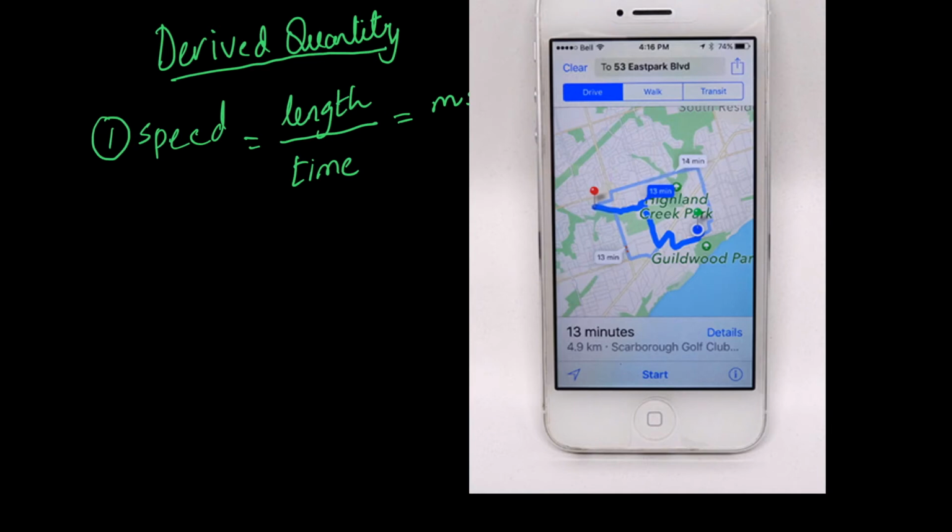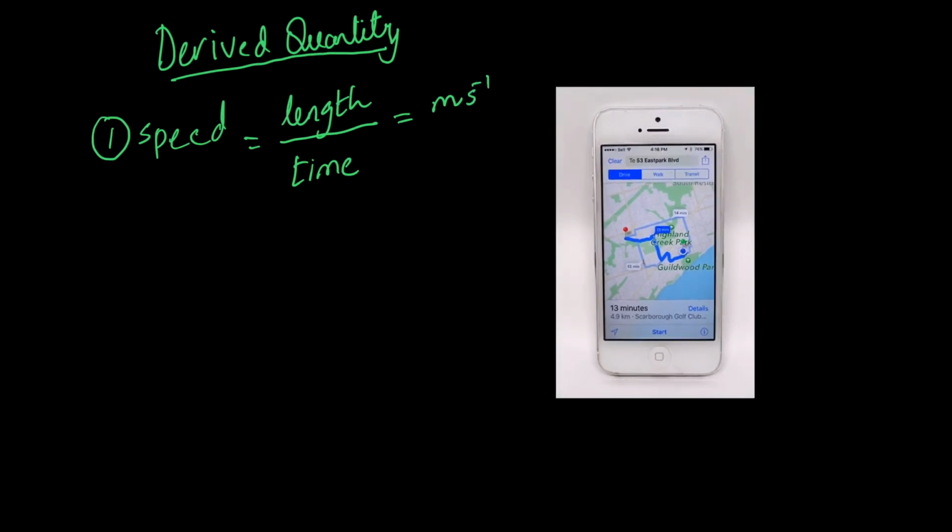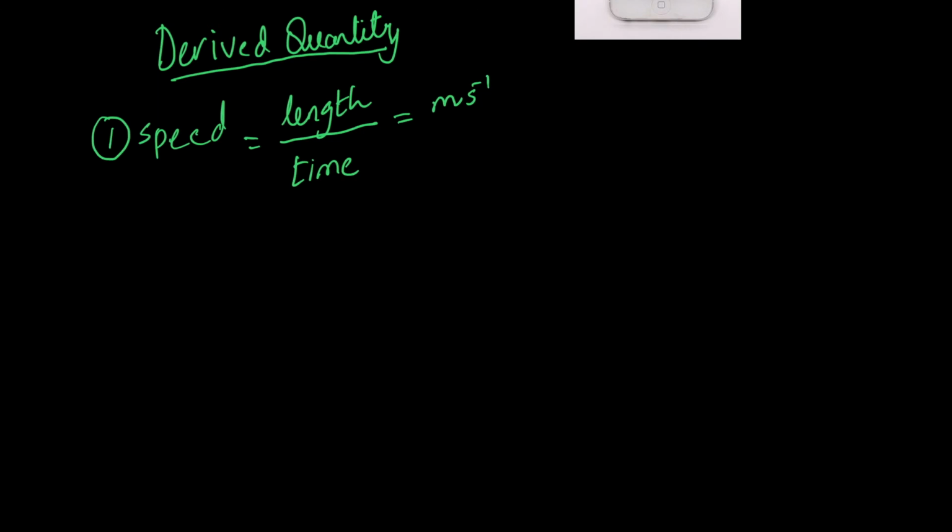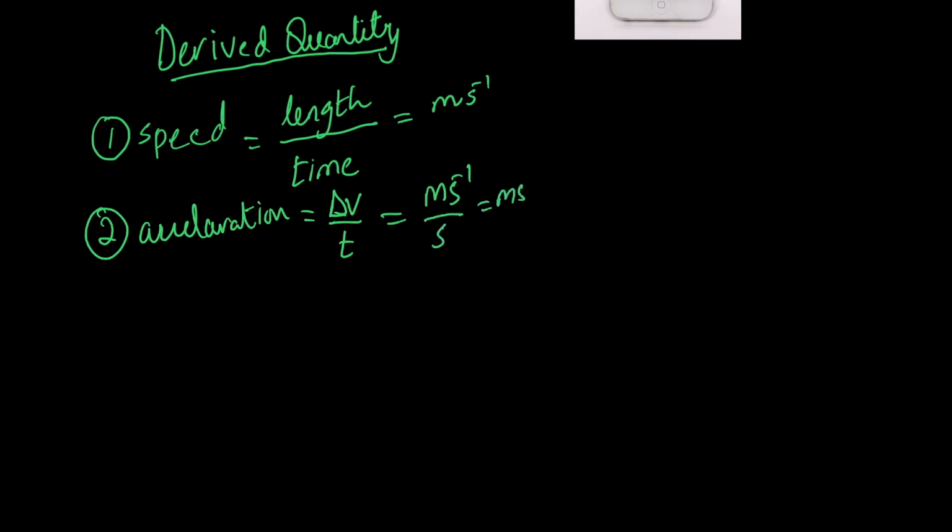Alright, carrying on. So the second quantity that I want to talk to you about is acceleration. Now acceleration again is defined as change in velocity over time. Velocity का symbol होता है v. So change in velocity का यूनिट होगा ms minus 1 और time का यूनिट होगा second. So ये बन जाएगा ms minus 2.